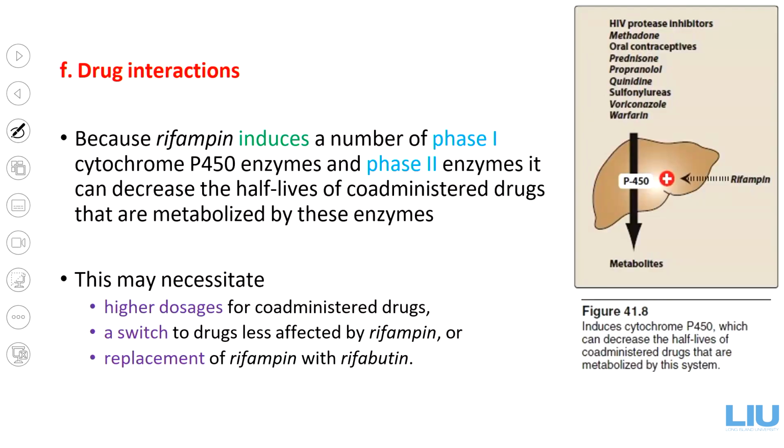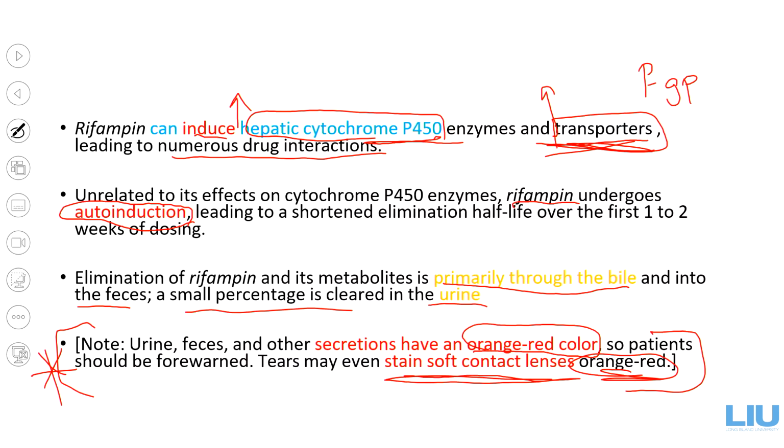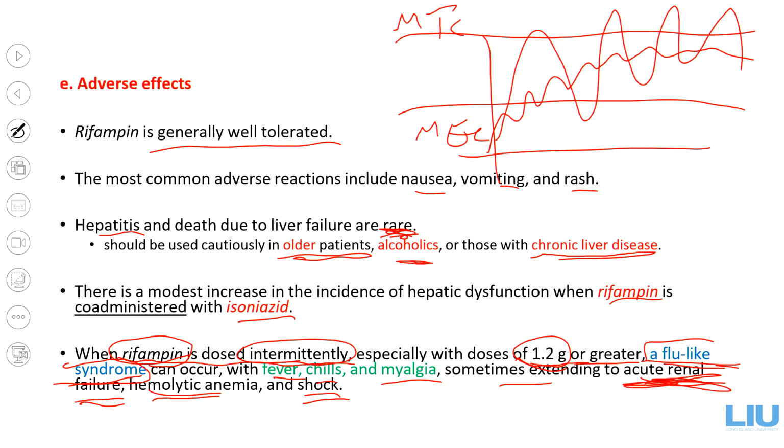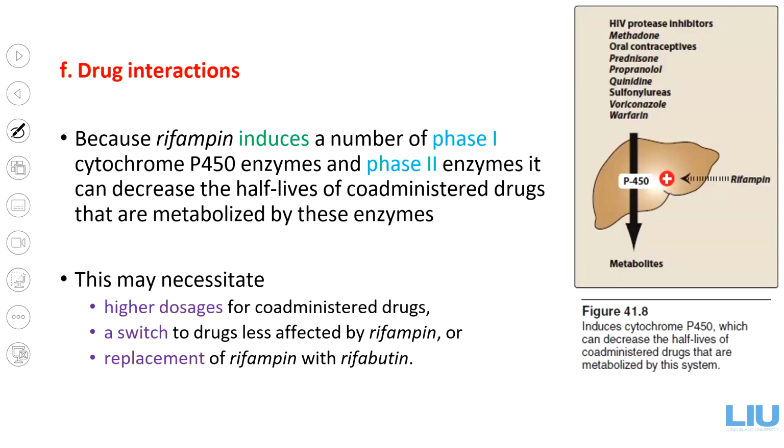All right. Drug interactions, we said that rifampin induces enzymes and transporters that have numerous drug interactions. You don't have to memorize, just understand the concept. Again, it's inducing those enzymes, and there are so many drugs that would be impacted by rifampin.